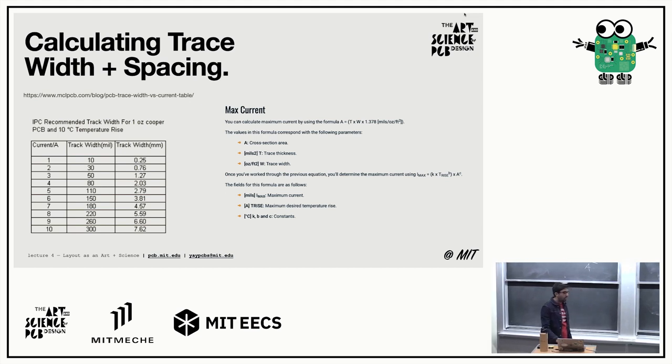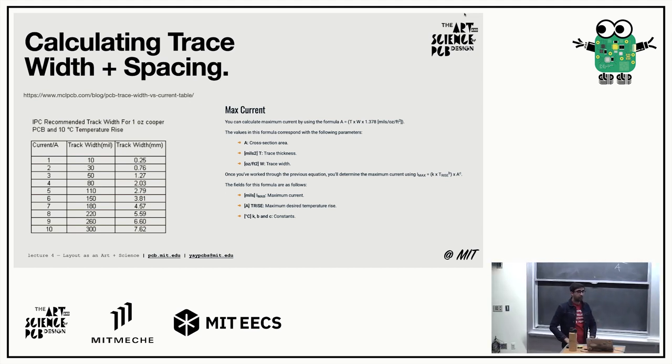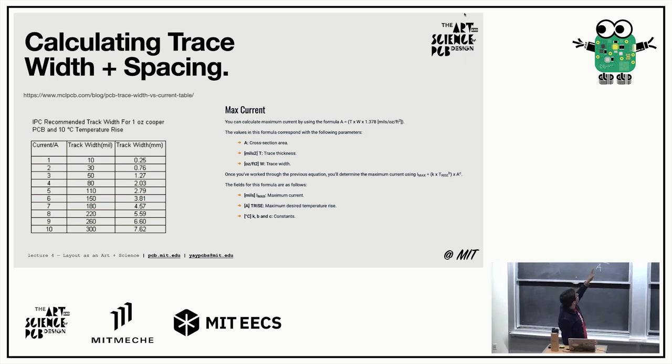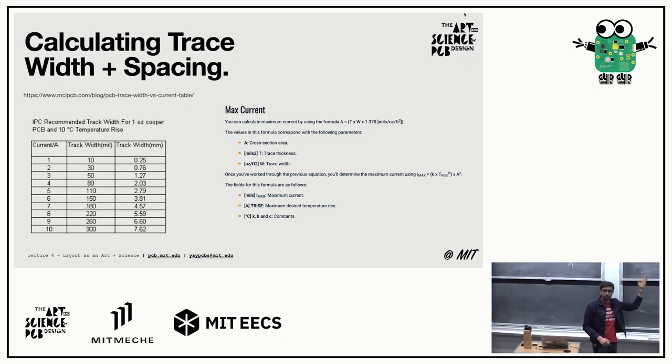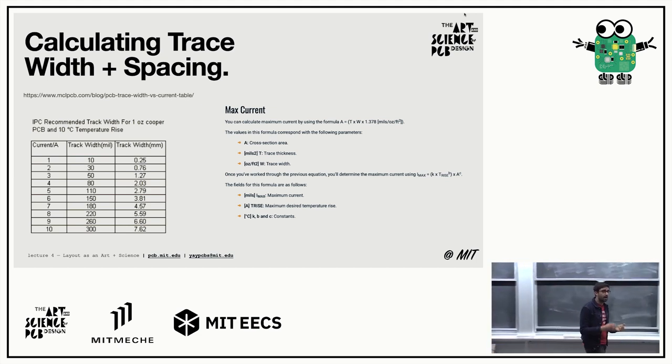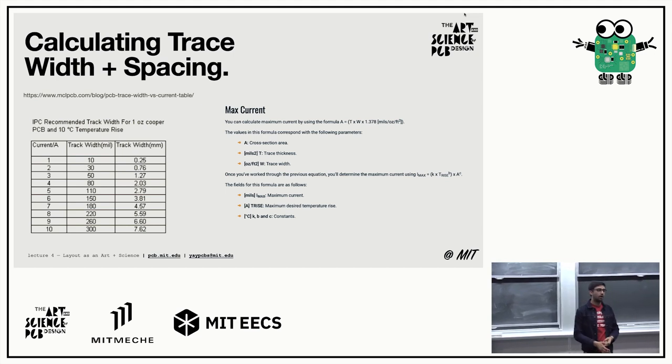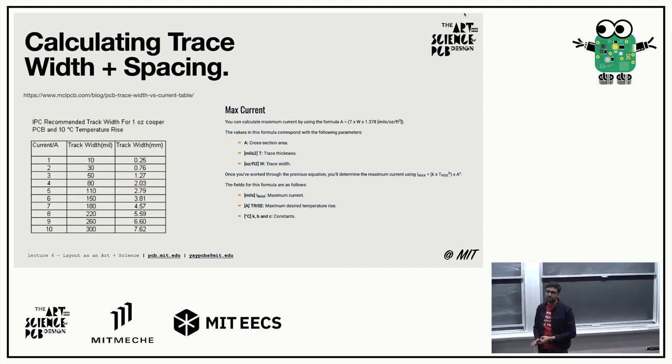In general, for most applications, if you assume a 1 ounce copper PCB, these trace widths generally work. There are also tables you can look up, based on the ounce rating of your copper and your trace thickness, for how much current your PCB trace is going to handle.